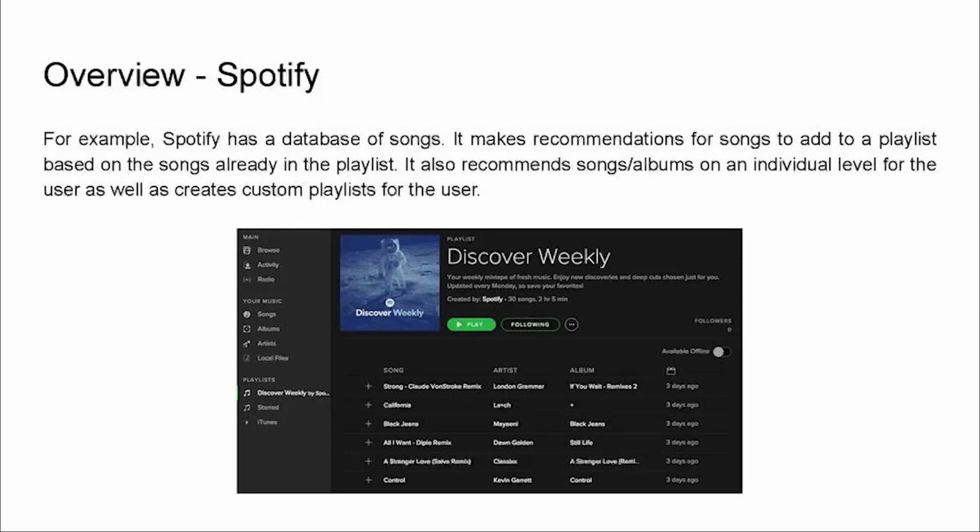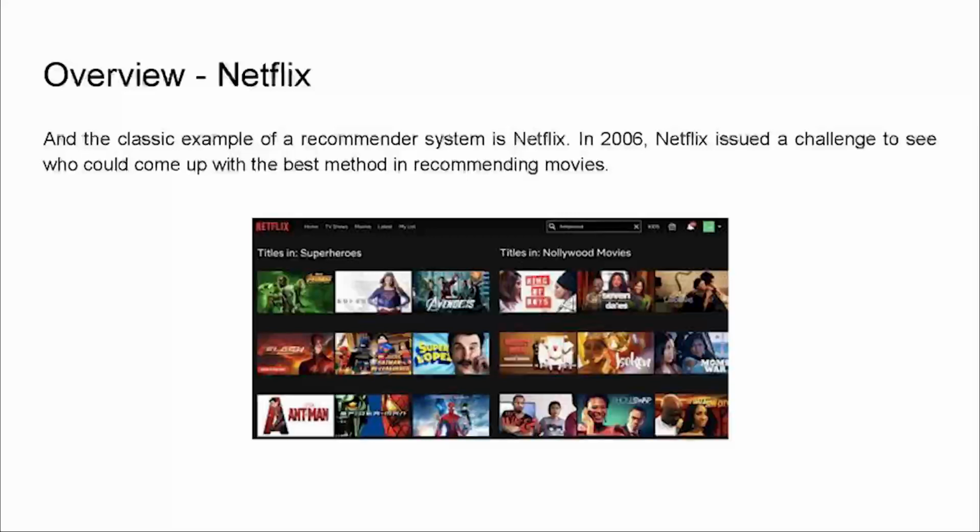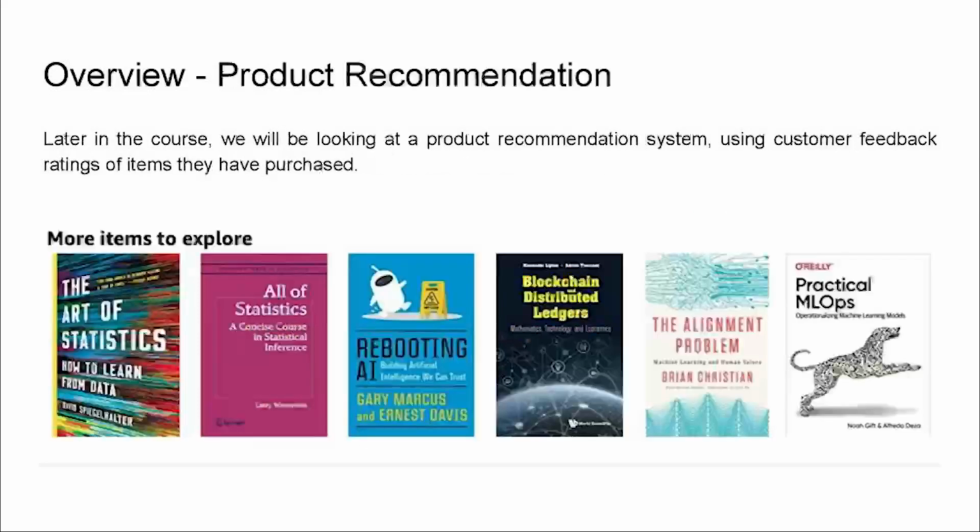on their listening history. A classic example of a recommender system is that used by Netflix. Netflix recommends TV shows and films to their users based on their user watching history. In 2006, Netflix even issued an open global challenge to see who could come up with the best method for recommending movies that they may be able to use on their platform. Another common use of recommender systems is within e-commerce, where a customer's rating history and product purchase history will be used to recommend potential products that they may be interested in purchasing. Later on in the course, we'll look at a practical implementation of a product recommender system.